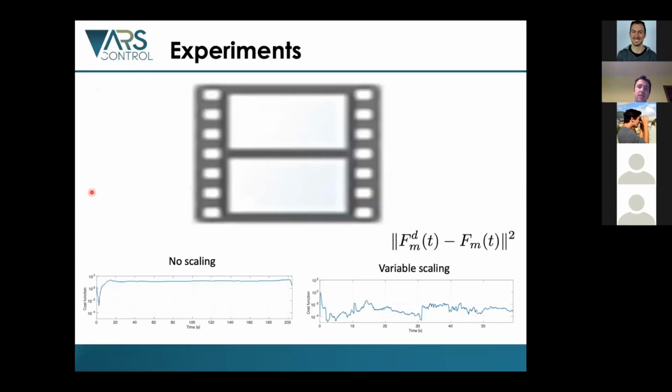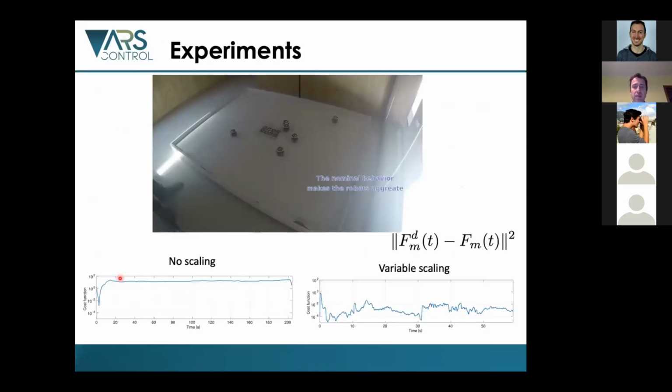Okay, and this is a simple example we made a couple of years ago. You see, without scaling, the distance between the desired force feedback and the real force feedback is of the order of tens. While using the scaling, the real force feedback is very close to the desired one.